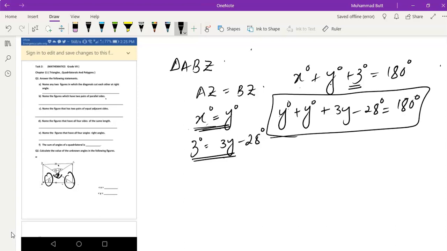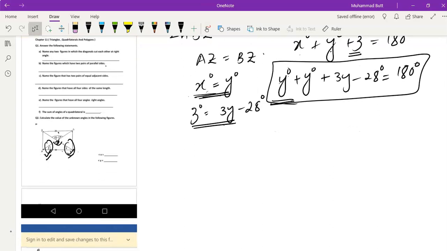By solving this equation, you can easily find out the value of Y, and once you have found the value of Y, it is similar to angle X. Why? Because these are the base angles of an isosceles triangle. So I think you can easily find out angle X and angle Y.